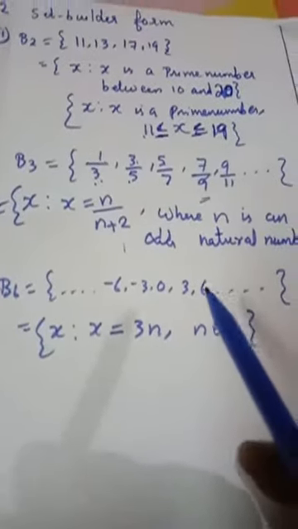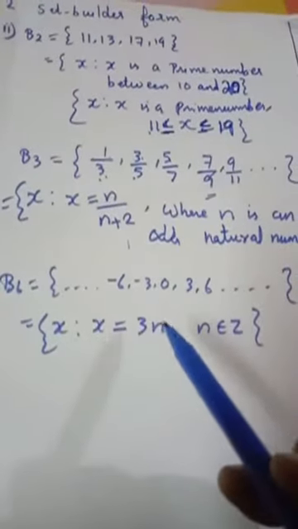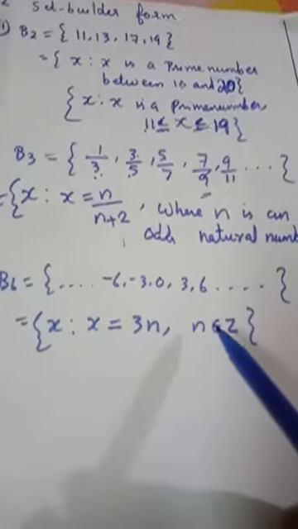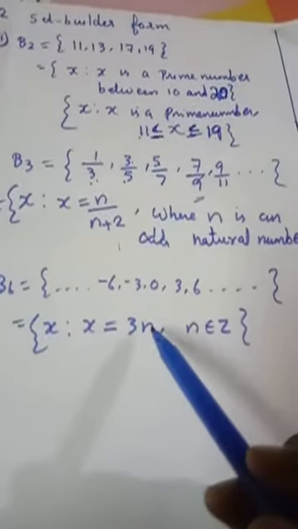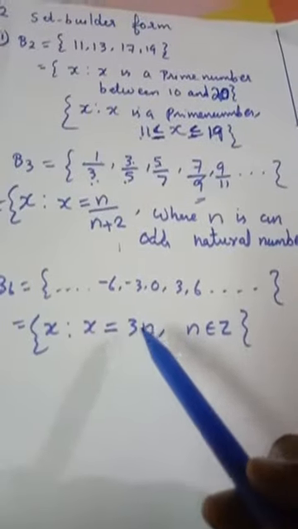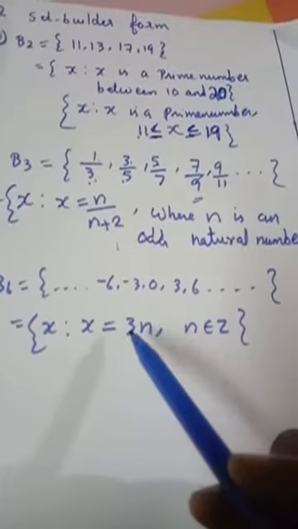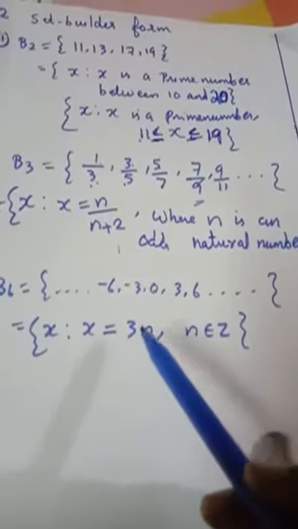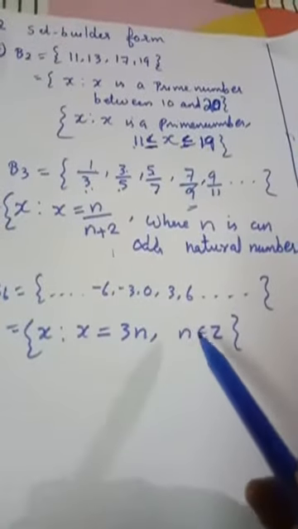So these are multiples of 3. We can write 3 into n. Multiples of 3, how to write 3n? n can take all the values. 3 into 1 is 3, 3 into 0 is 0, 3 into 2 is 6, 3 into 3 is 9, then 3 into -1 is -3, 3 into -2 is -6, 3 into -3 is negative 9.